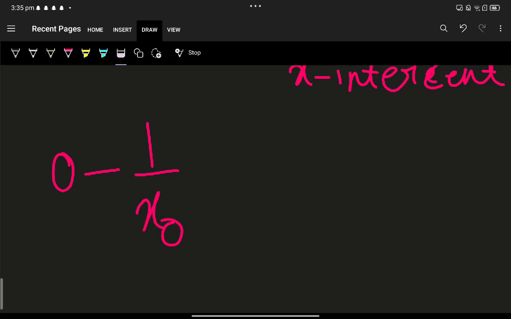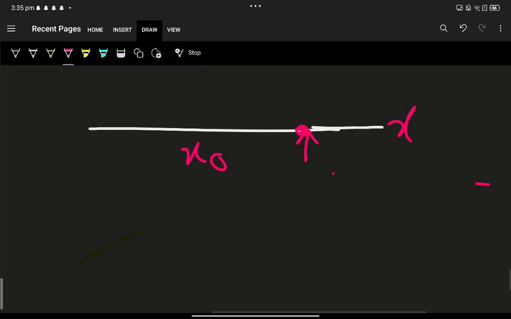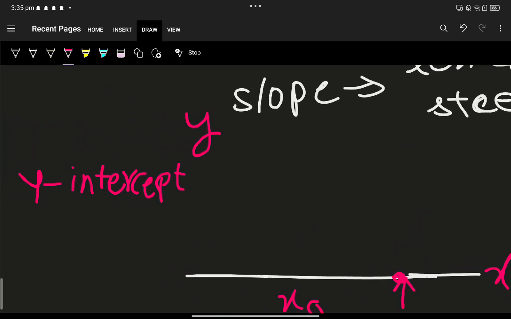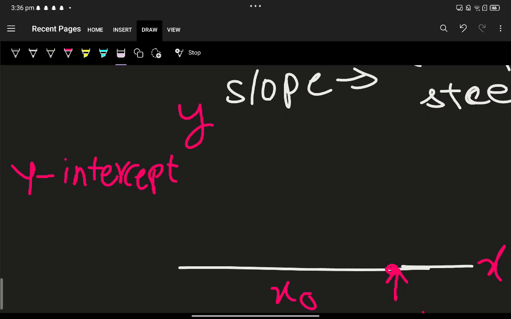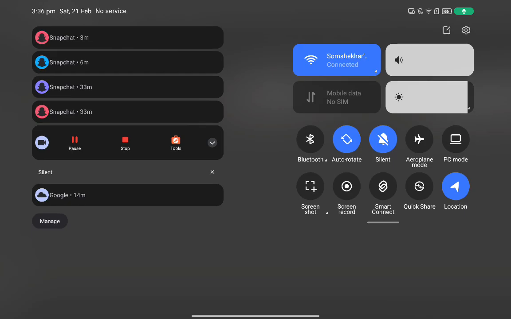Why am I writing with this? I'll just change it. It's not erasing, I don't know why. Okay, now it's working. So this is the x-intercept. Oh no, the whole diagram is just erased. Okay, but I will just draw it once more. I'll just stop the video because it will be long.